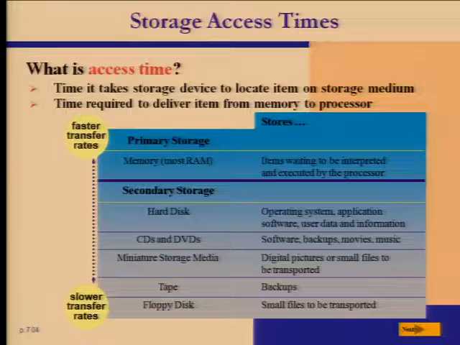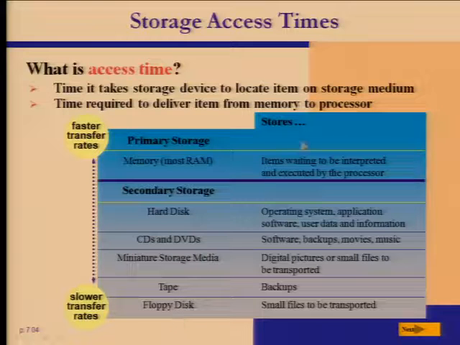So we have this table here to show you the relative speed, how fast you can get the data transferred, ranked from faster to slower. The fastest is the primary storage, which is the RAM, DRAM and SRAM, which is a lot faster. When it comes to secondary storage, the hard disk is the fastest, followed by CD or DVD. Then we also have some miniature storage devices, no longer in use, the small hard disk, and then the tape drive, followed by the floppy drive.